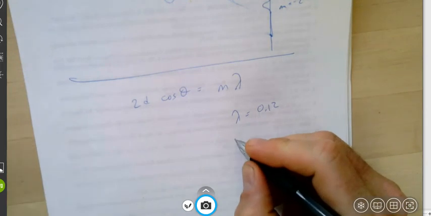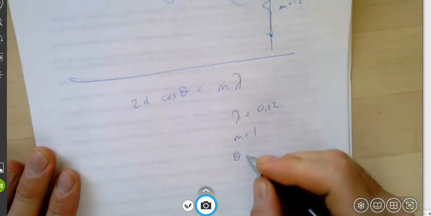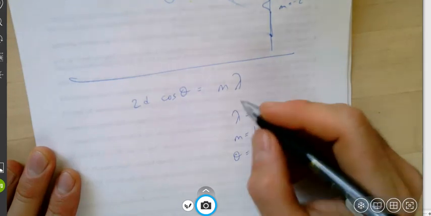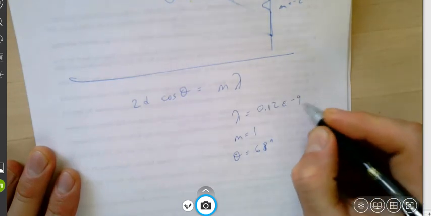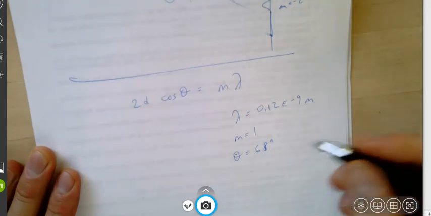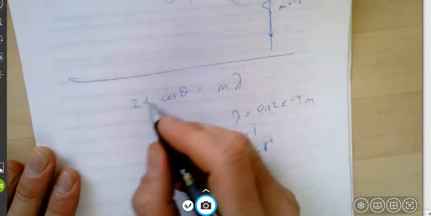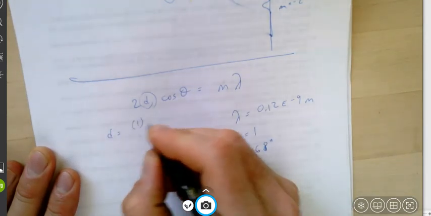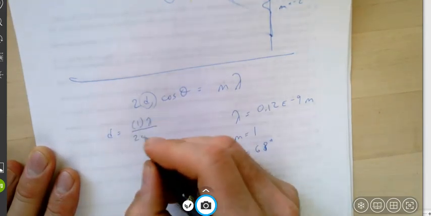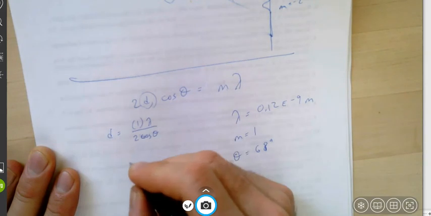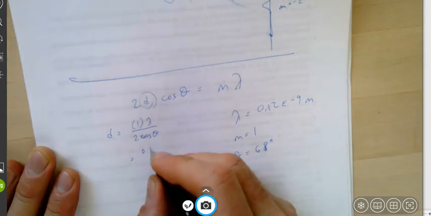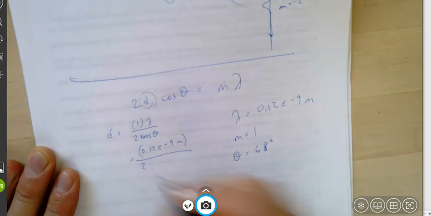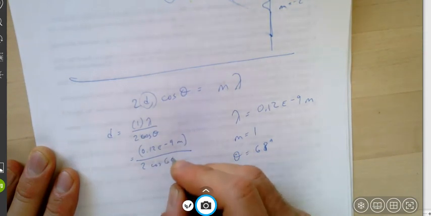For m equals 1, we saw that theta is equal to 68 degrees. And this is 0.12 nanometers, so times 10 to the minus 9 meters. We can use all this information to solve for d, right? So d is equal to 1 times lambda divided by 2 times the cosine of theta. Putting all this together, that's 0.12 times 10 to the minus 9 meters divided by 2 times the cosine of 68 degrees.